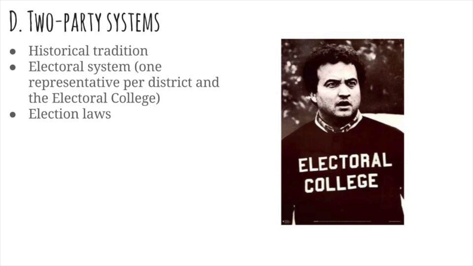In order to win the Electoral College, for example, you have to have a majority of the electors. So that means that you have to have at least 50% of the votes, in some sense, in order to become president. So that lends itself to having two parties.